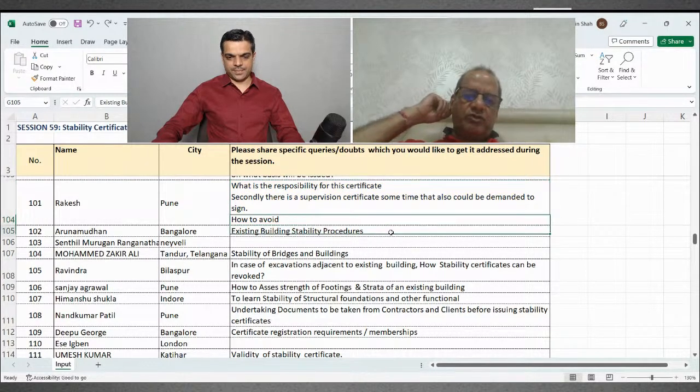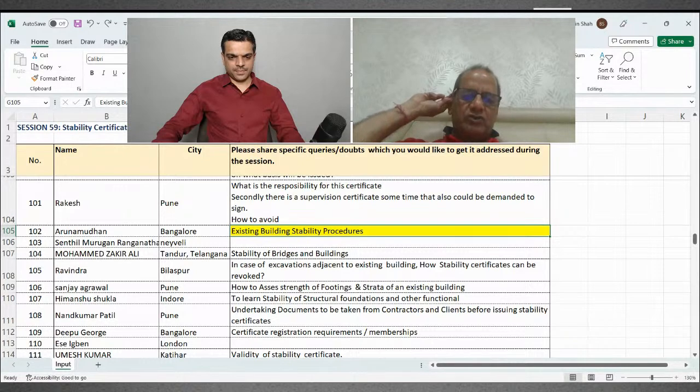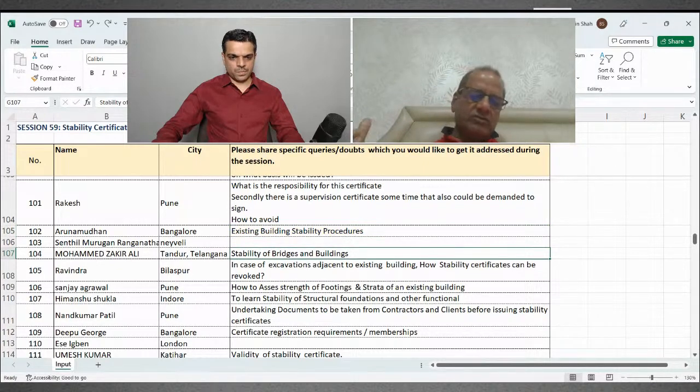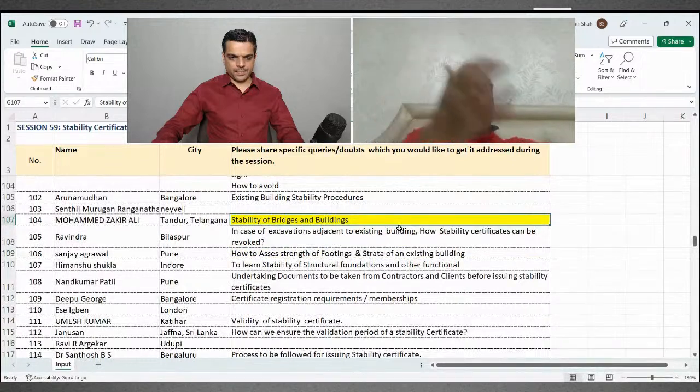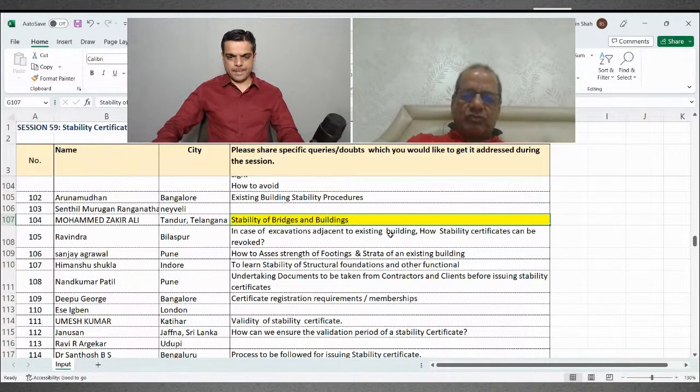Existing building stability procedure: a complete assessment has to be done, as I explained. So that's a bigger game. Stability of bridges and buildings is more or less similar. For bridges, you will need to specify more and more parameters, maybe some hydraulic parameters also. Whatever the structure, you have to specifically mention the relevant things and codes.